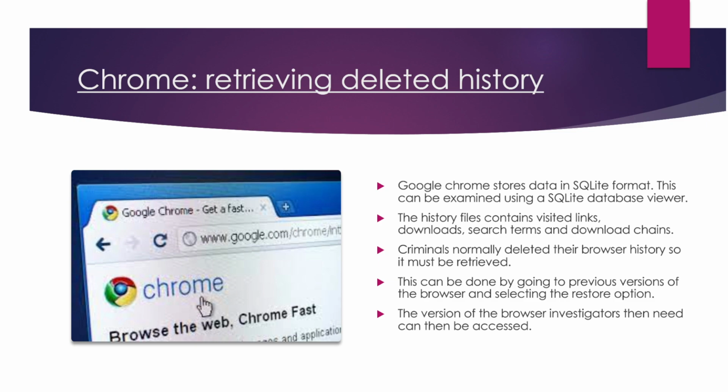Criminals normally delete their history off the browser. This history can then be recovered by going to a previous version of the browser and manually selecting the properties, selecting the previous version of the tab, and selecting the Restore option. The version of the browser which investigators will need can then be accessed by selecting the specific version of the browser containing the desired evidence.